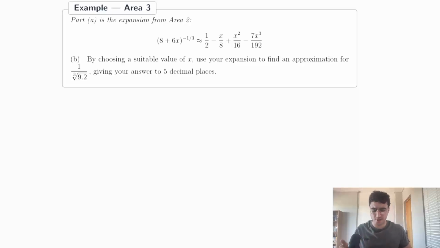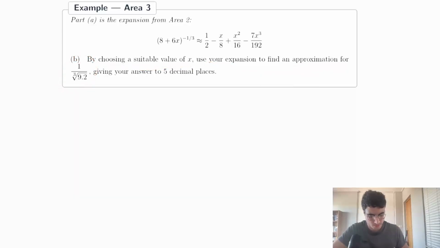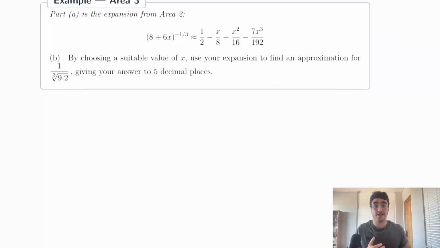Alright guys, so jumping into an example here, it says that by choosing a suitable value of x, use your expansion to find an approximation for 1 over the cube root of 9.2, to 5 decimal places. So this is an extension from our previous expansion. So how do we go about doing this now? Well, the first thing I'm going to recognize, and this is, again, when I say leaving marks on the table, you'll see this is actually easier than expected, but it's these minor things that can add up, right? So that's why it's important to know.